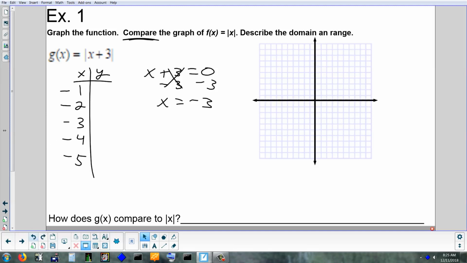Now, am I ready to graph? No, I'm missing half my table. So what do I have to do now? Find the y's. How do I do that? You would have to do negative 1 plus 3. Yep. So we're going to take each number and add it to 3. What's negative 1 plus 3?